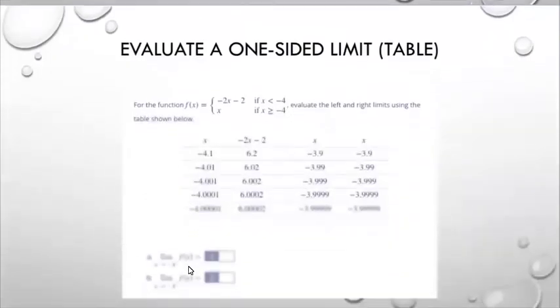Example number 2. Now we have that piecewise function. We have -2x minus 2.